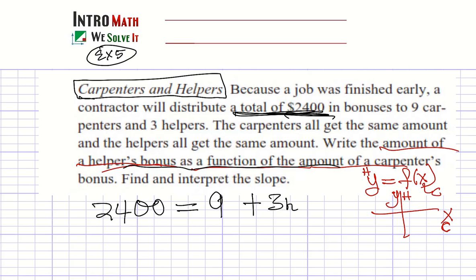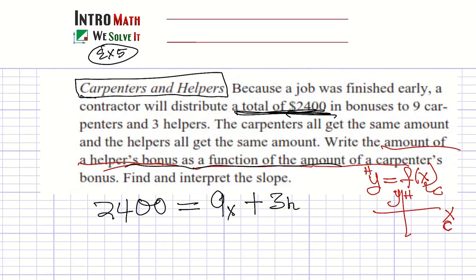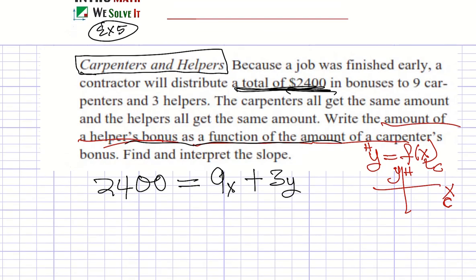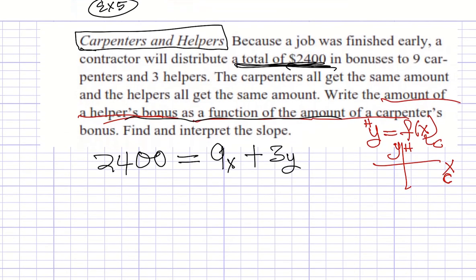Carpenters will be X, and helpers will be Y. That's what we have there. So what we're going to do, basically, this is the standard form.